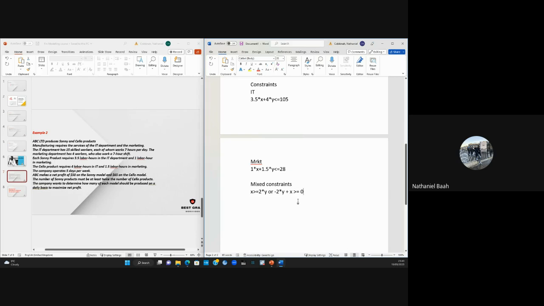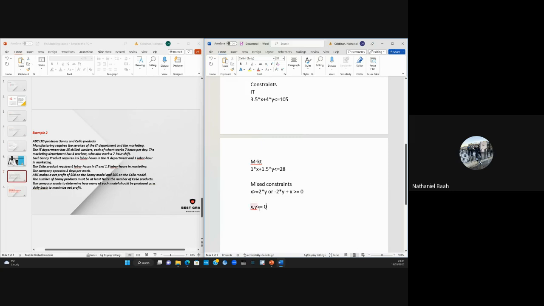Good. So what then do we do? The next thing is for us to write our non-negativity constraint. The question says that how many of each model should be produced on daily basis to maximize the net profit. So we are looking at the values on the positive quadrant, right? That's the positive value. So we are looking for non-negativity constraints. So our non-negativity constraint will be x, y greater than or equal to 0. So this will be our non-negativity constraint.